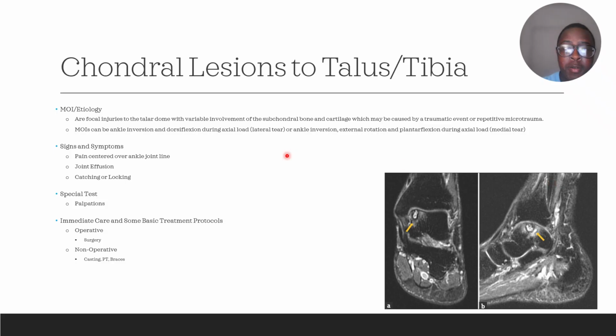Most symptoms and signs can include pain centered over the joint line here, joint effusion, or catching or locking, meaning either your ankle may catch on another part, probably your tibia or your foot, or your ankle is not moving at all.